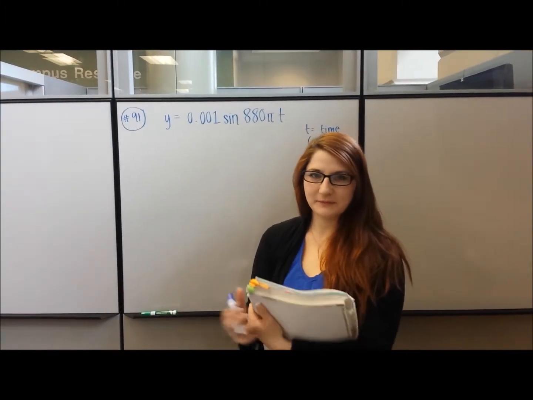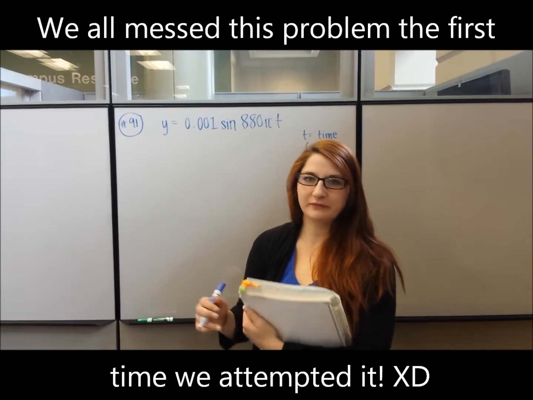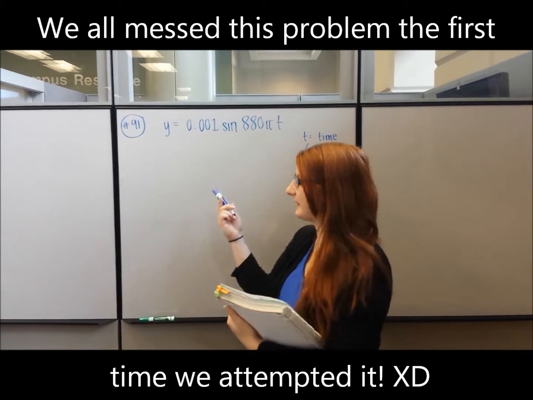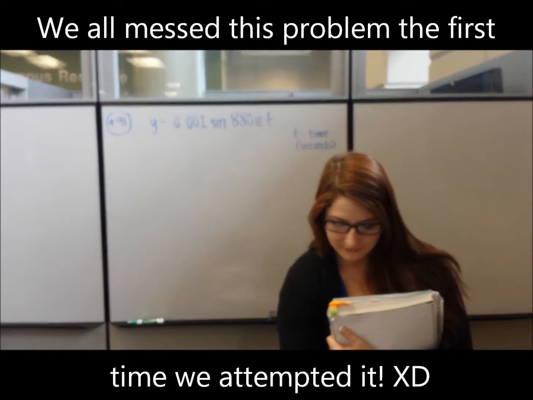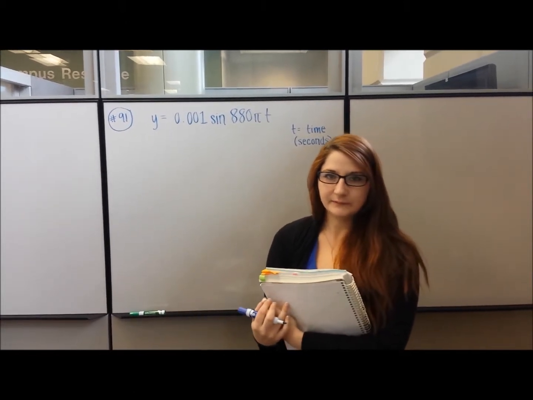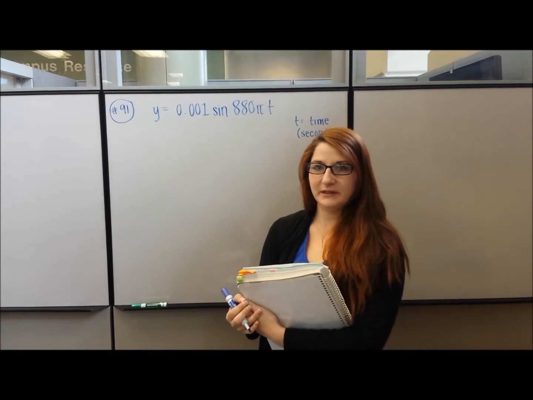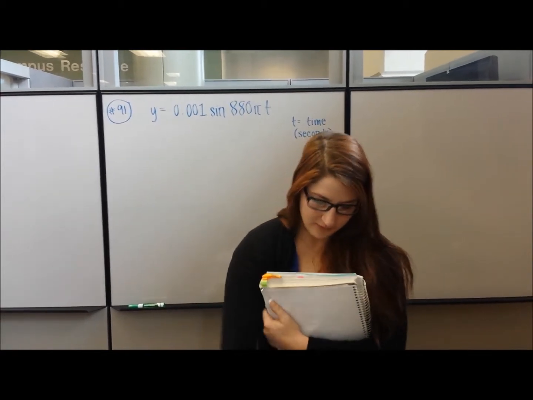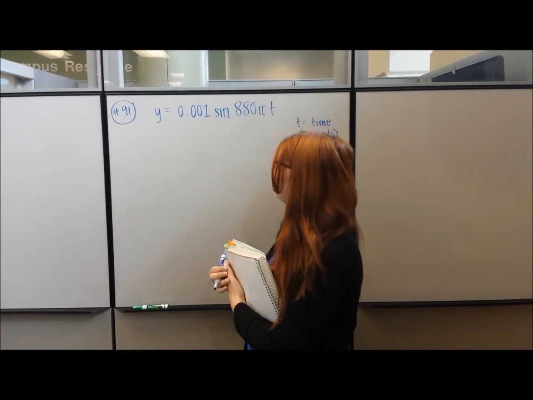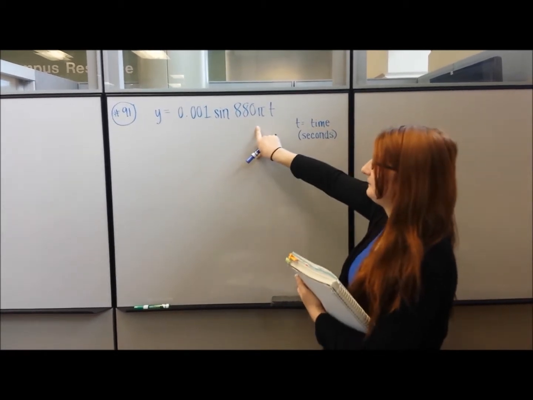Okay, so today we will be doing problem number 91 from 1.5, which is graphing the sine. The initial problem is about piano tuning. So we're going to figure out the frequency and amplitude of tuning a piano on the A chord above middle C. So this is our initial problem.